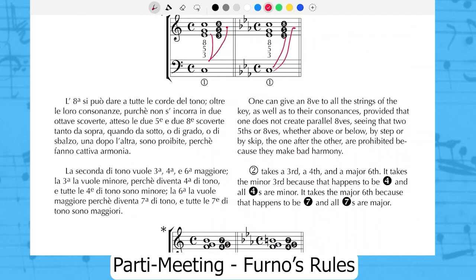Go on. 1 can give an octave to all the strings of the key as well as to their consonances, provided that 1 does not create parallel octaves, seeing that two fifths or octaves, whether above or below, by step or by skip, one after the other, are prohibited because they make bad harmony. Okay.